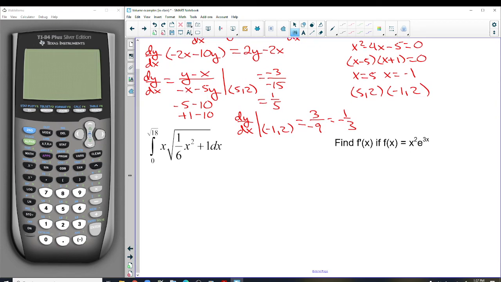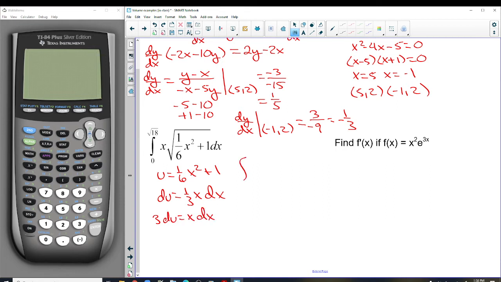U substitution is this next one, because I see a function and its derivative. I see a power of 2 and then a power of 1. So we go u is equal to 1/6 x squared plus 1. Then the derivative is 1/3 x dx. Well, we don't have a 1/3 x dx. We have just an x dx. So 3 du is equal to x dx.